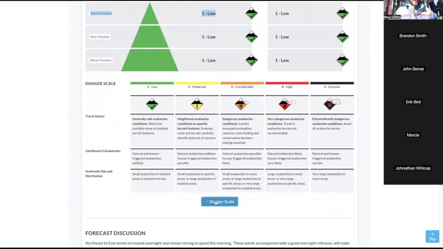That's a little bit misleading because this scale is actually exponential. So it's more accurate to say that 1 is low, 2 is moderate, 4 is considerable, 8 is high, and so on. Or it might even be steeper than that. But the hazard increases significantly as you go from one level to the next, going up the scale. You can read under the danger scale what the travel advice is, the likelihood of avalanches, and the avalanche size and distribution. Obviously, larger avalanches are going to be scarier because they can do more damage to you.